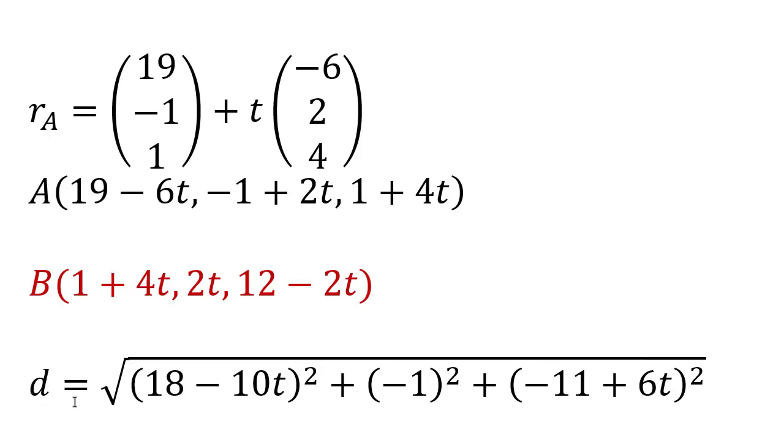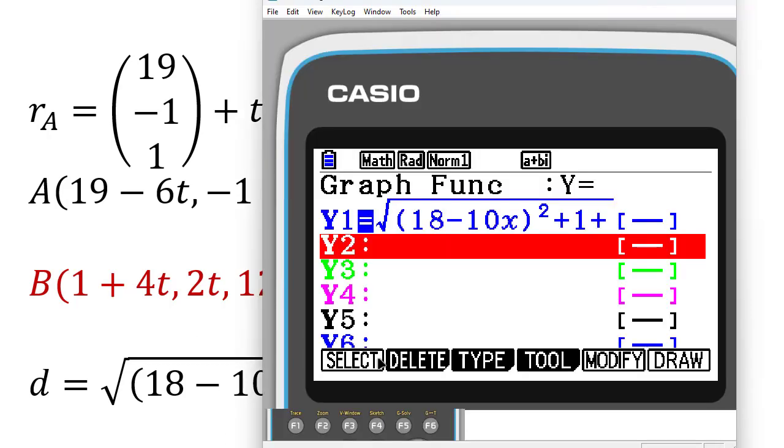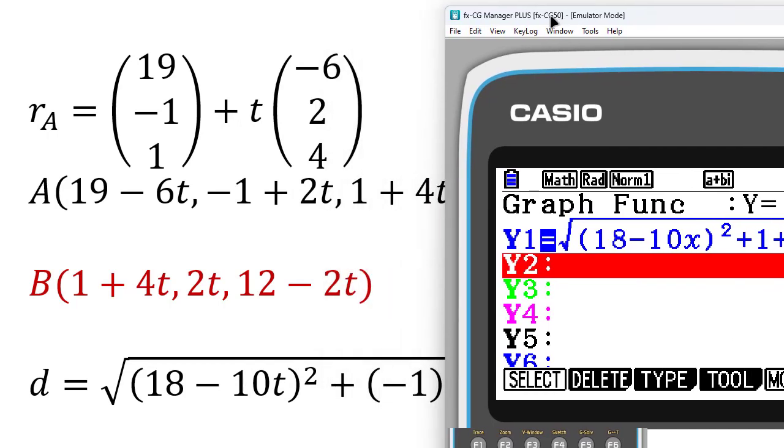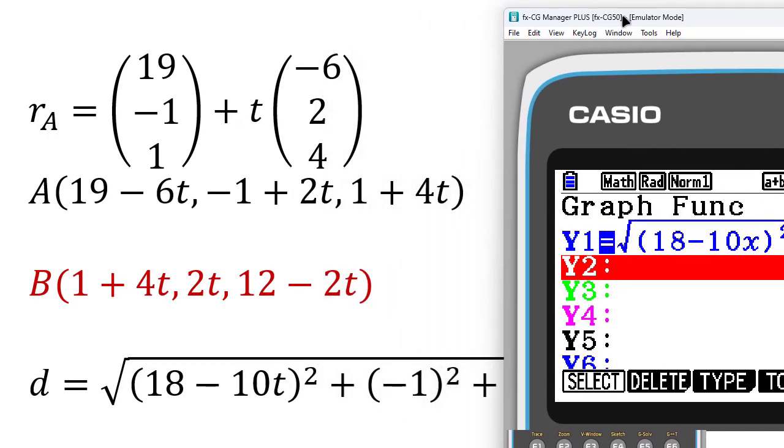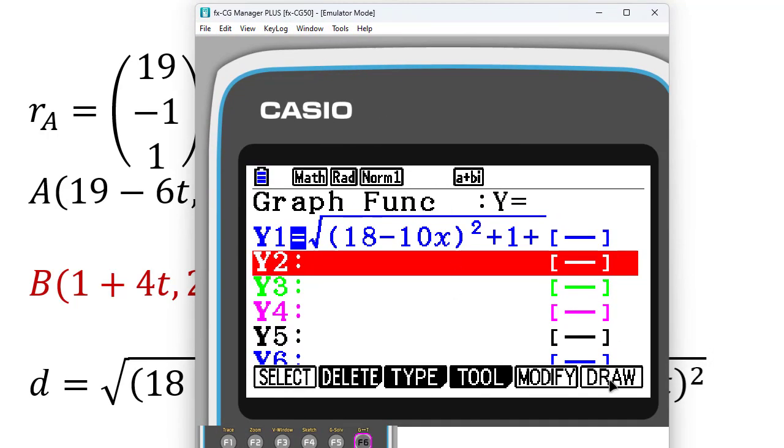I'm simply going to find the minimum of this because I'm trying to find the closest point between A and B, or the time when A and B are at their closest. So I'm going to go to my calculator and simply plot it. I don't attempt to simplify. I did put a +1 there instead of that rather awkward -1 squared. So I do that, draw it.